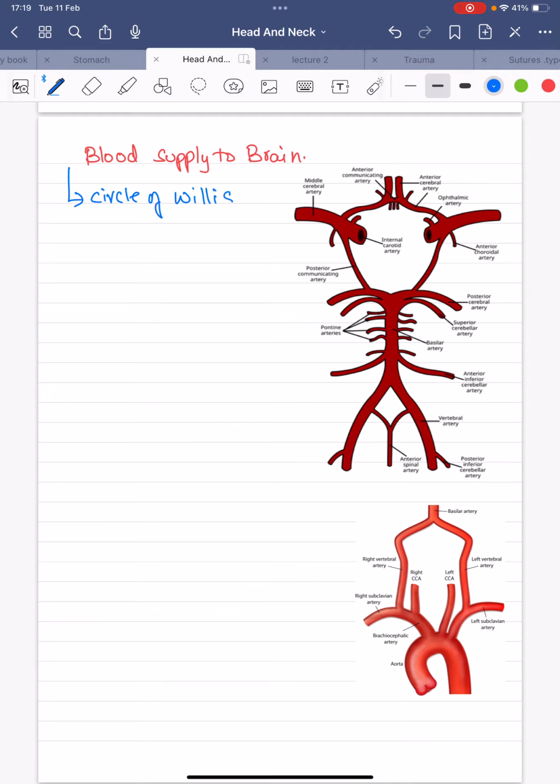So please remember this circle of Willis. This is the circle of Willis, and it gives blood supply to the whole brain. Please remember, it is present in the subarachnoid space, at the base of the brain.